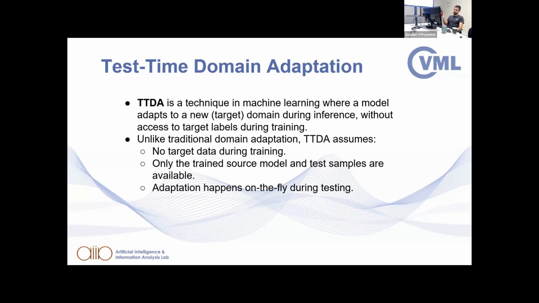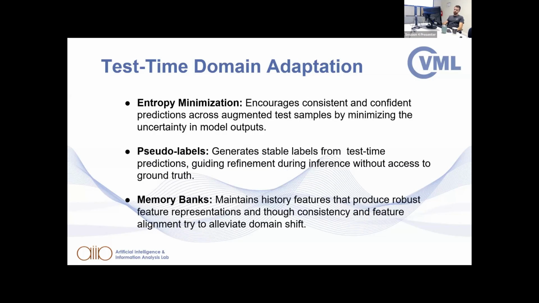Unlike traditional domain adaptation techniques, here we have no labels of the target data, and actually no access to the source data either. We have only the model pre-trained on some dataset, and then we have the unlabeled target instances. The three main techniques that state-of-the-art methods are using are entropy minimization, pseudo labels, and memory banks.